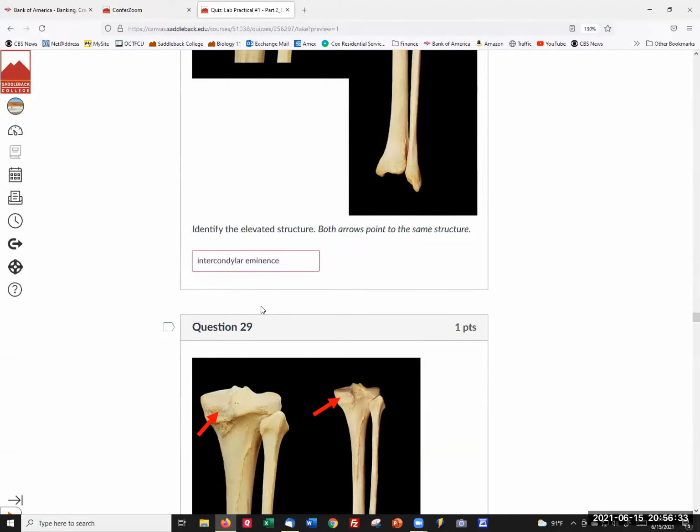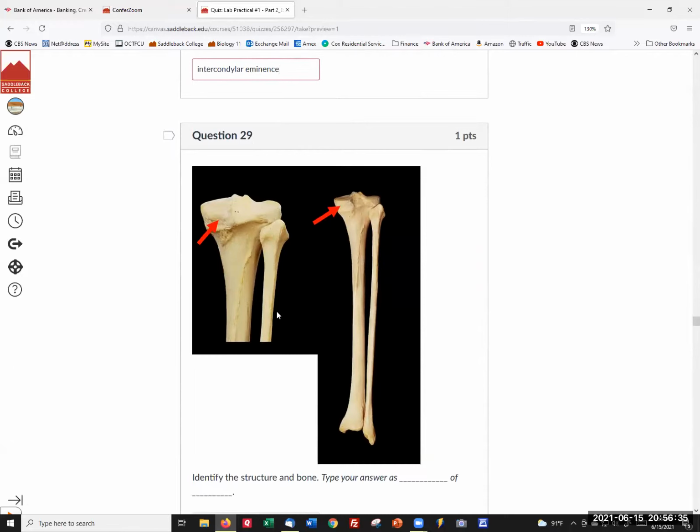Now, it wants to know this large bony portion of the tibia. Okay. This articulates with another large bony portion of the femur above it. First job is to determine if it's lateral or medial. If the fibula is lateral, this is medial. And this is a medial condyle.